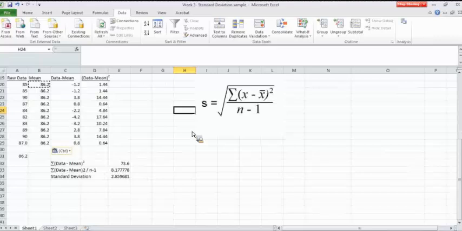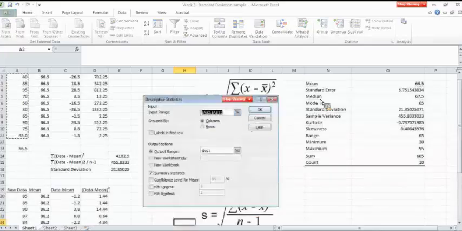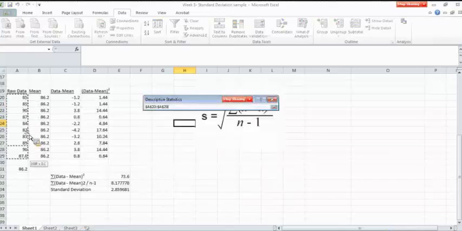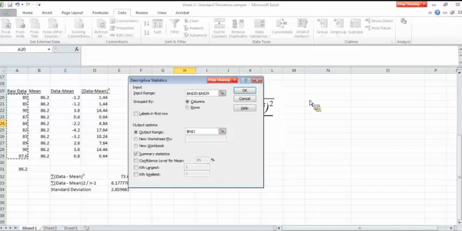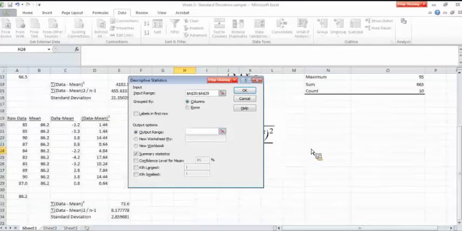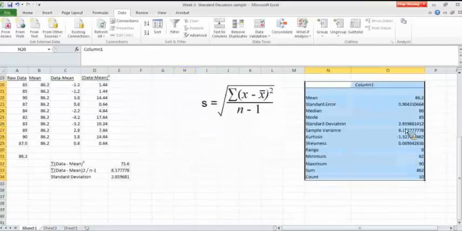So again, if we wanted to take a look at how we could use the data analysis toolpak for this, select descriptive statistics, scroll down, my new data input range is here, my output range, we'll put down below here, and there we are. So we get the same information.